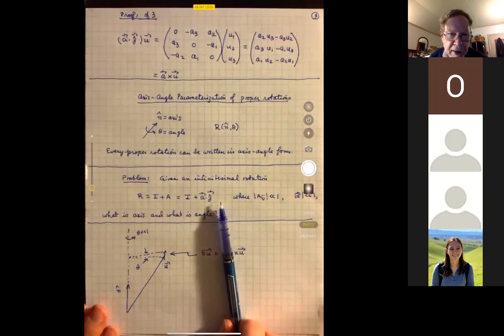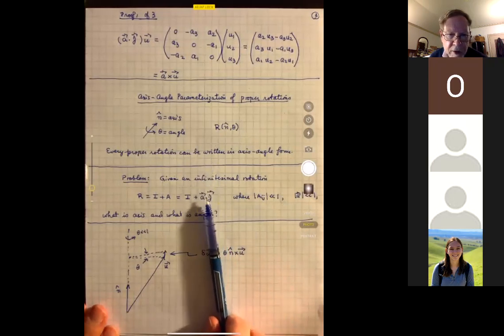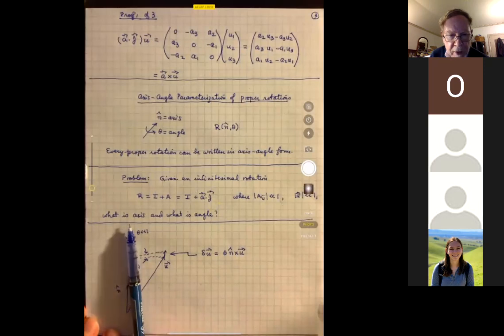This statement is made that every proper rotation can be written in axis and angle form. So the question arises then is, what is the axis and angle of this infinitesimal rotation? And you can answer that by drawing a picture, or at least this is part of the answer. Let's take the axis n hat down here. It's kind of pointing upwards, and we'll extend it as a dotted line going on up.